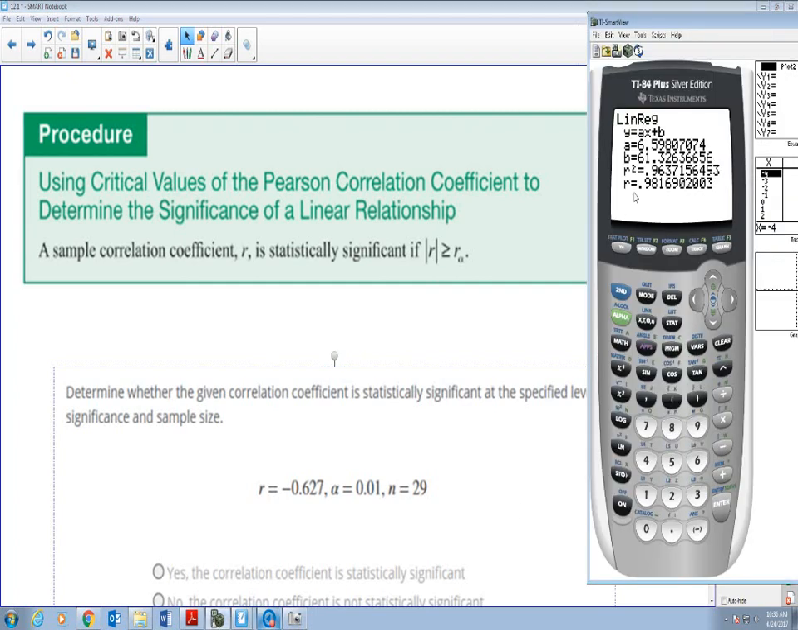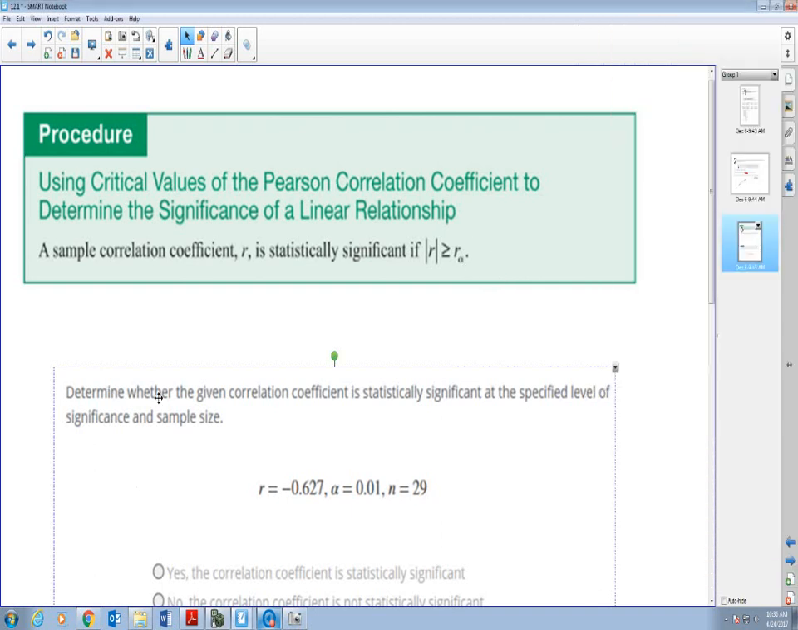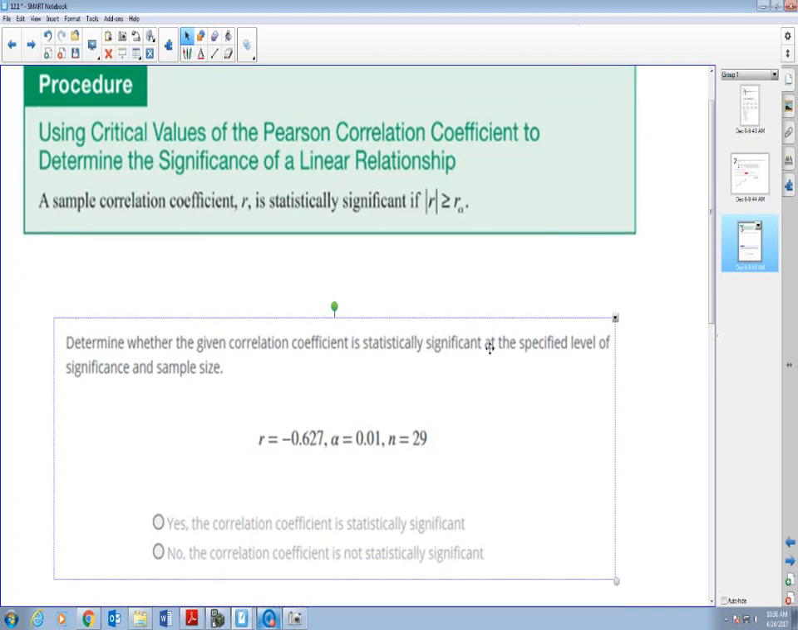So what it's saying is, is my R statistically significant? If it is, this R has to be bigger than or equal to the so-called Pearson correlation coefficient. So determine whether a given correlation coefficient is statistically significant at a specific level of significance and sample size. Let's say I have a linear correlation coefficient R that is negative.